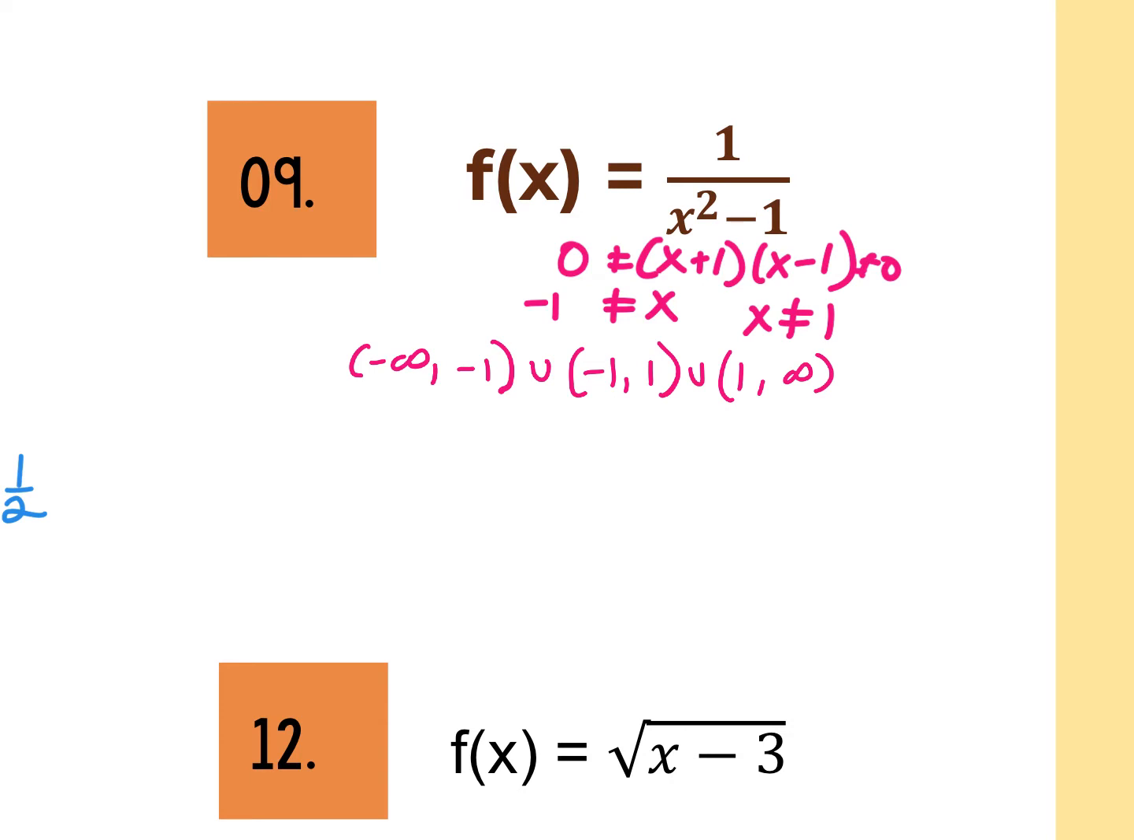So when there are two not equals, that's how you write it. Negative infinity to the smaller, smaller to larger, and then larger to positive infinity. All real numbers except negative 1 and positive 1.